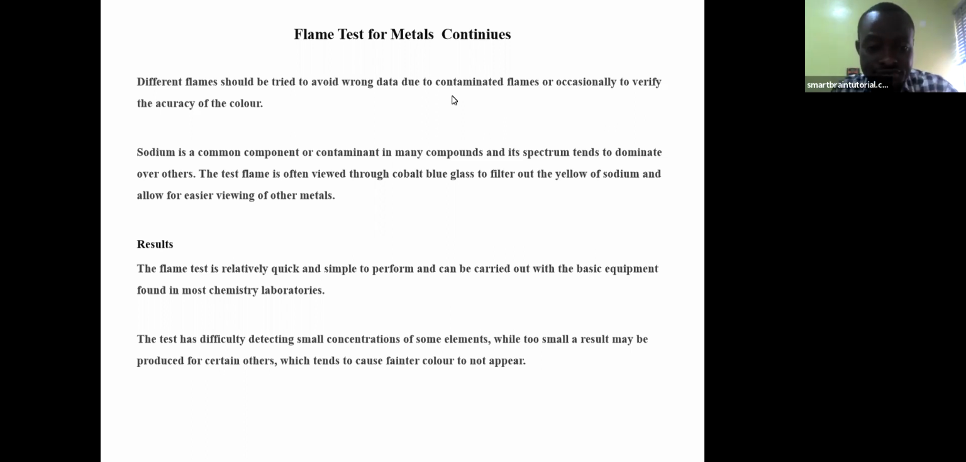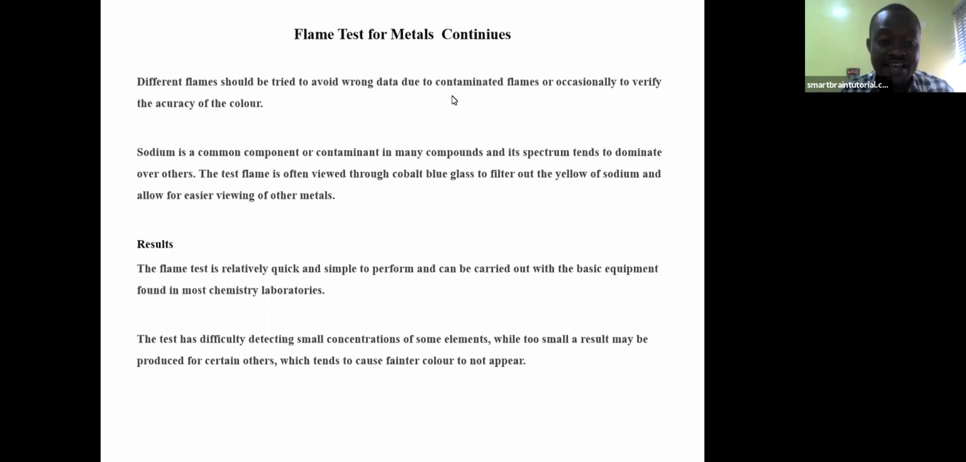Now, results. The flame test is relatively quick and simple to perform and can be carried out with the basic equipment found in most chemistry laboratories. It's very easy. All you need is your platinum wire, the sample you want to test, concentrated hydrochloric acid, which you will use to prepare the paste and also to wipe off the surfaces of the platinum wire. And then you get a Bunsen flame to produce a very hot flame. That's all you need for the experiment.